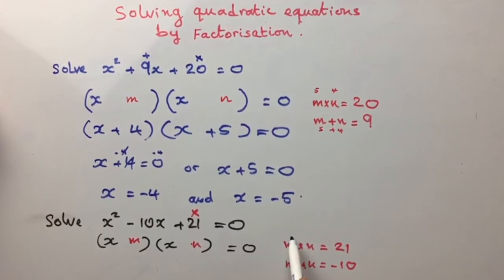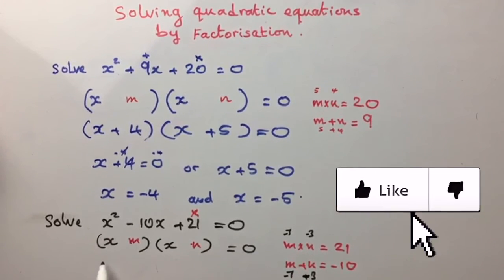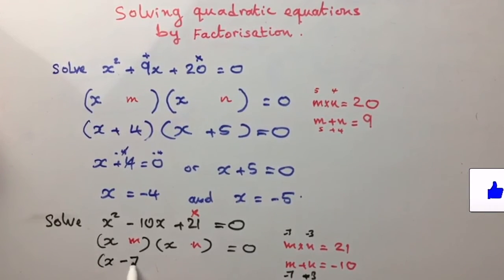We only have one option actually, which is 7 and 3. 7 times 3 is 21, but 7 plus 3 is 10, and we need to get minus 10. So let's try minus 7 and minus 3. Minus 7 times minus 3 is 21, and minus 7 minus 3 is minus 10. So our brackets are x minus 7 and x minus 3 equal to 0.